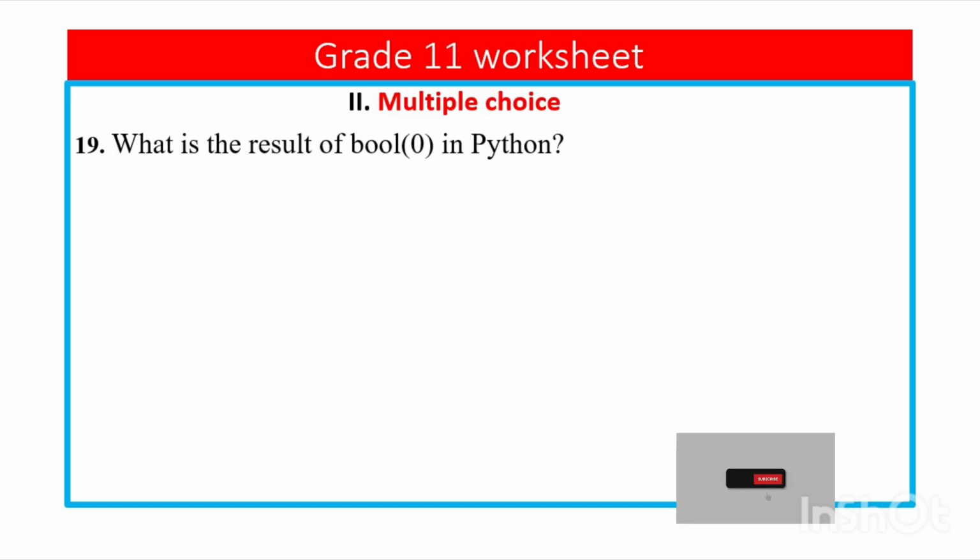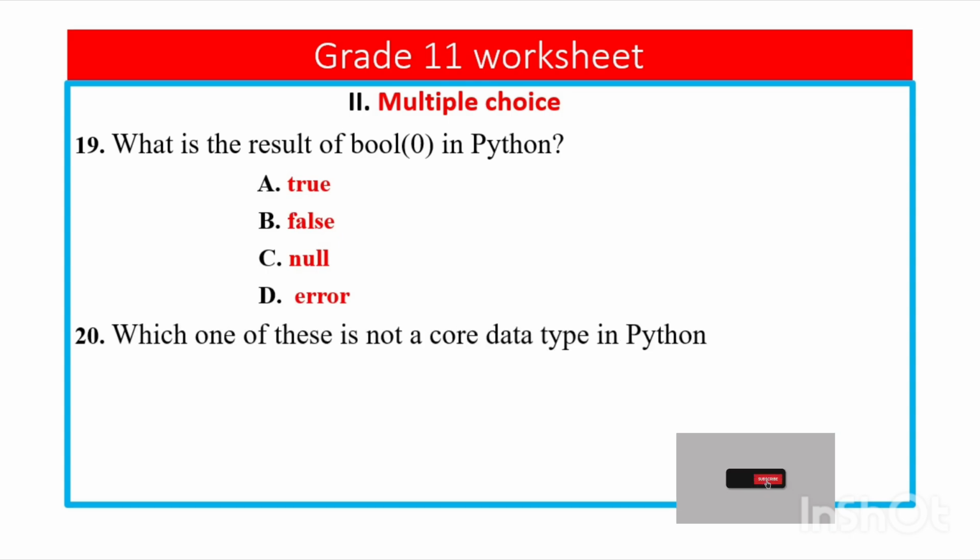Question 9. What is the result of bool(0) in Python? A. True. B. False. C. Null. D. Error. Question 20. What of the following is not a core data type in Python? A. List, B. Dictionary, C. Table, D. Class.